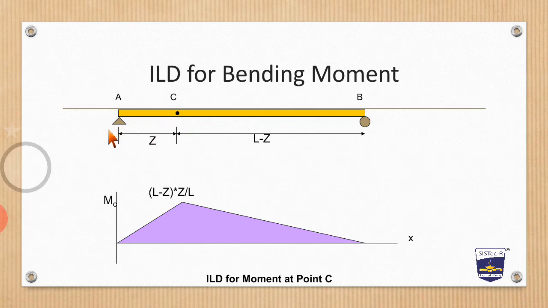For example, if I ask you to give me the bending moment at C when the load is at A, you will go here and see that the ordinate here is 0. So you will say that, sir, the bending moment at C when the load is at A is 0. If I ask for the bending moment at point C when the load is at C, you will calculate this ordinate. We have calculated it in the previous lecture. This is (L minus Z) into Z upon L. Similarly, when we come to B, if I ask what is the moment at C when the load is at B, you will say it is 0.